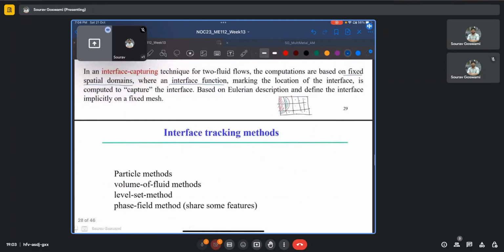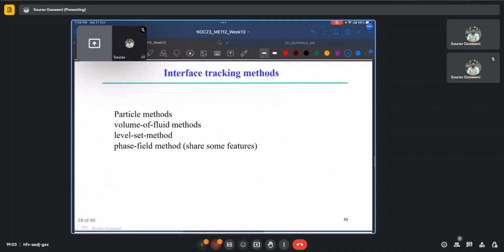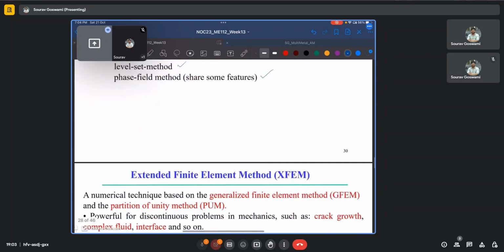Of course, this is based on the earlier description of fluid flow. So some of the commonly used interface tracking methods are the particle methods, such as smooth particle hydrodynamics. Then there are the volume of fluid methods. There's a level set method, and the phase field method may also share some features with these interface tracking methods.